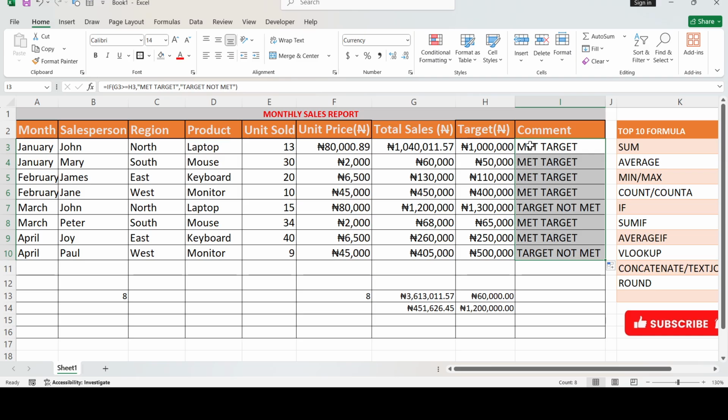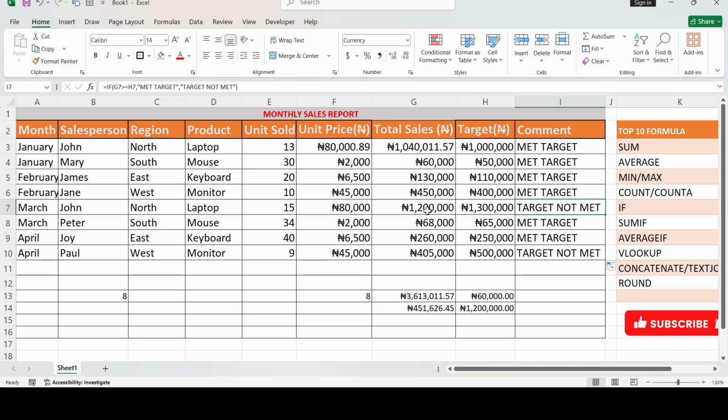So let's check for one or two people that it said met their target. 60,000 naira. This one met target. Look at the target, 50,000. The person sold 60,000, which means this person actually met his or her target. This one target 110, sold 130. The person met his or her target. Then this person, target not met. The person's target is 1.3 million. Then the person sold 1.2 million. So it's now saying target not met, which means this person did not meet his or her target. That is how you calculate the IF statement.